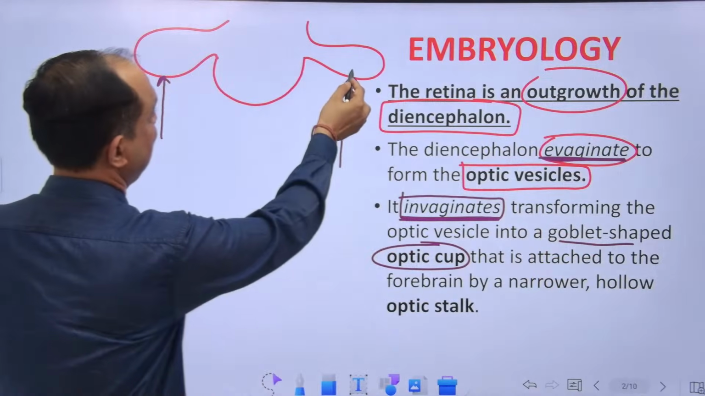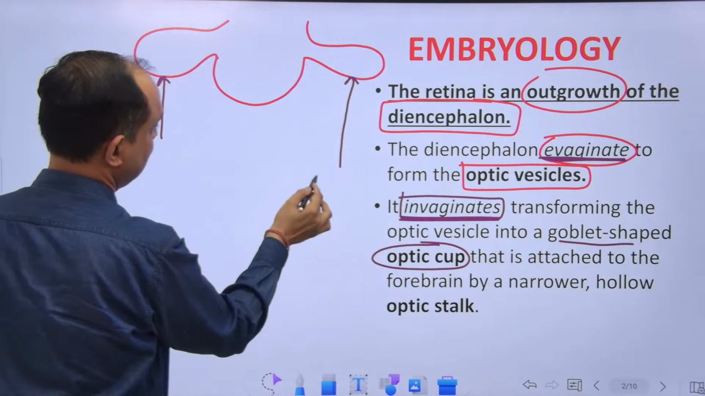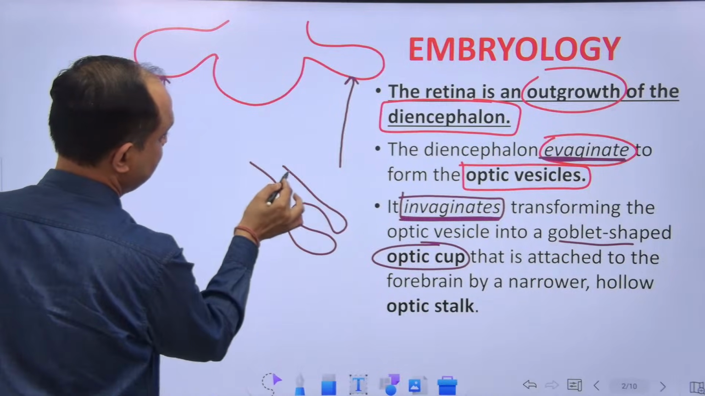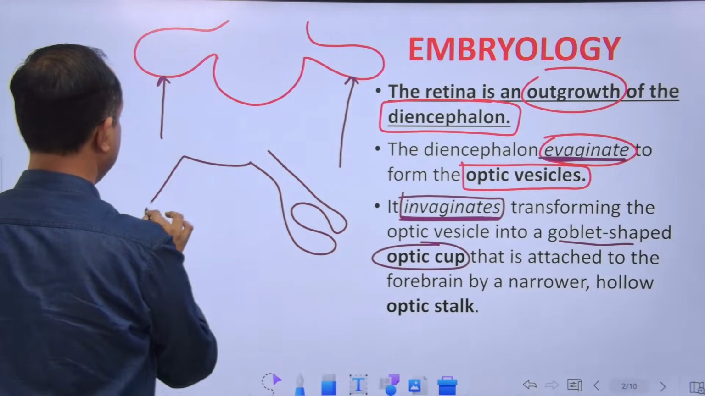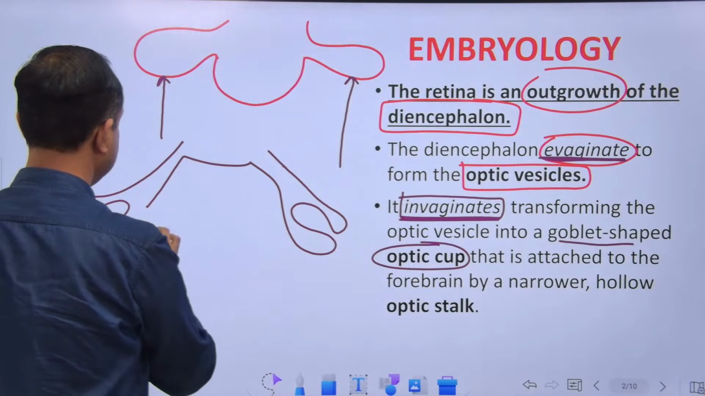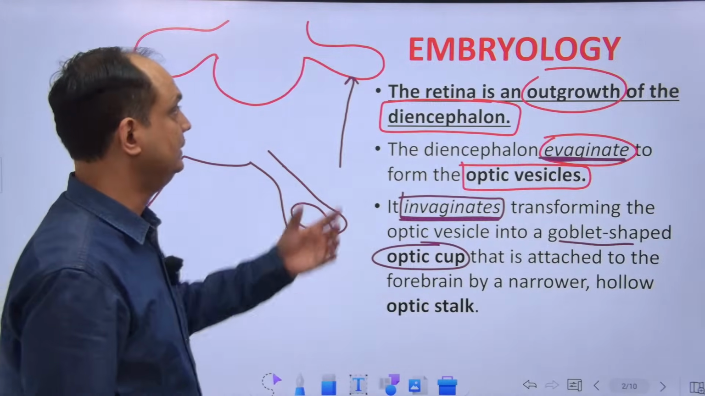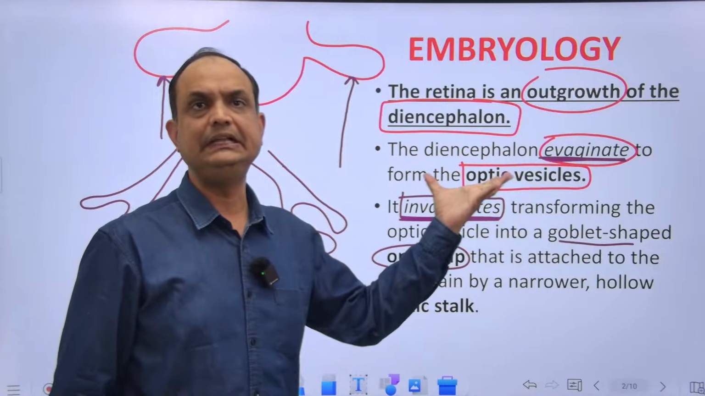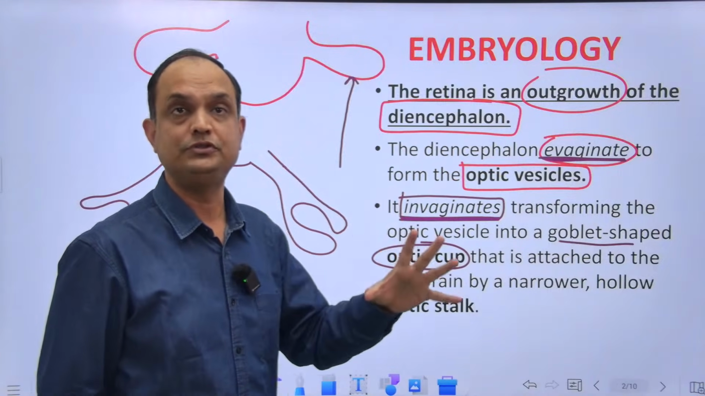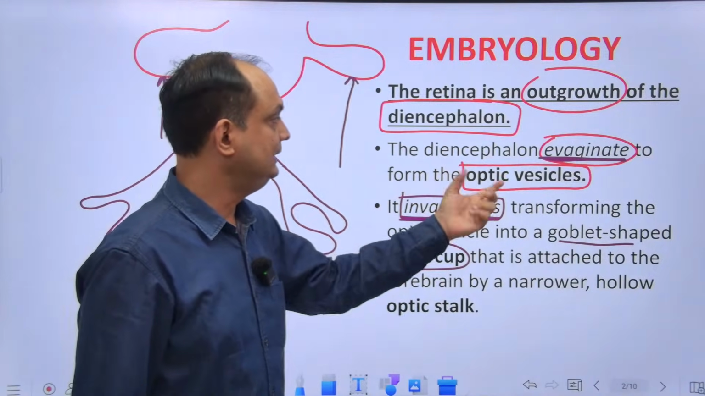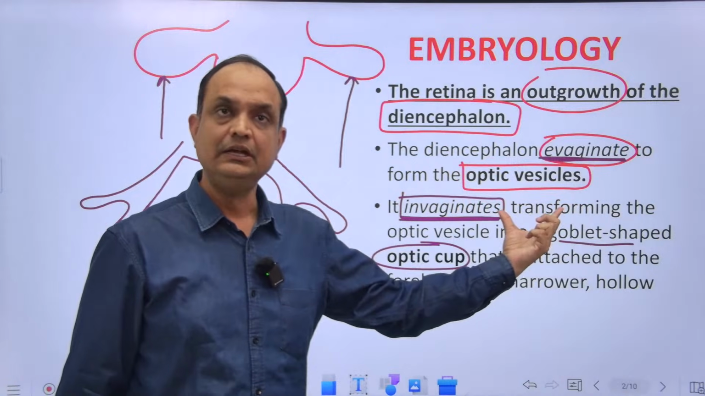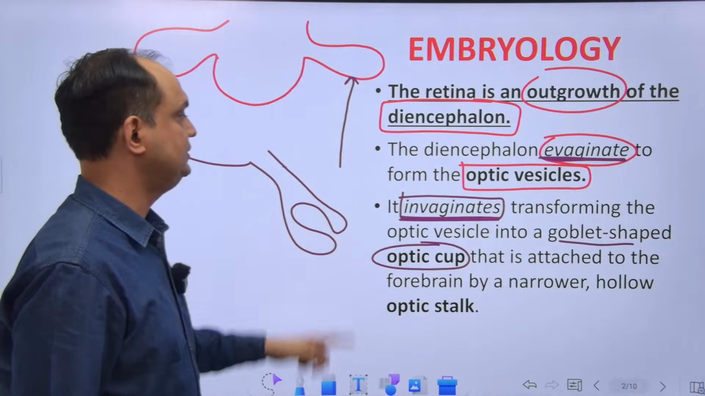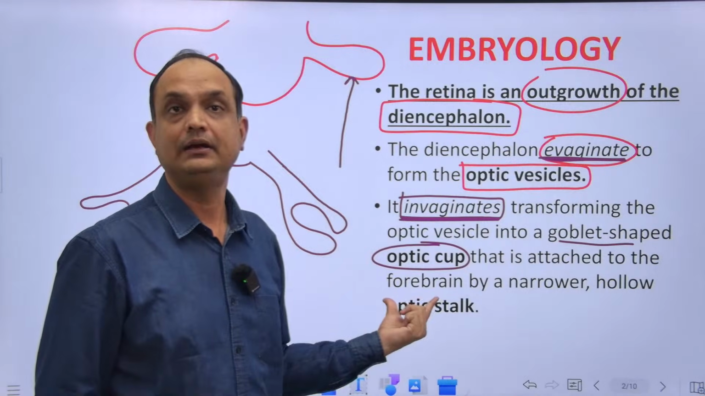So what will happen in the next step? You can understand that this cup is showing this type of invagination on both sides. Clear? So the important thing when you are reading the development of the retina is that first there is a formation of outpouching of the diencephalon, then these are known as vesicles. Vesicles will have the invagination. This invagination is going to form the optic cup.